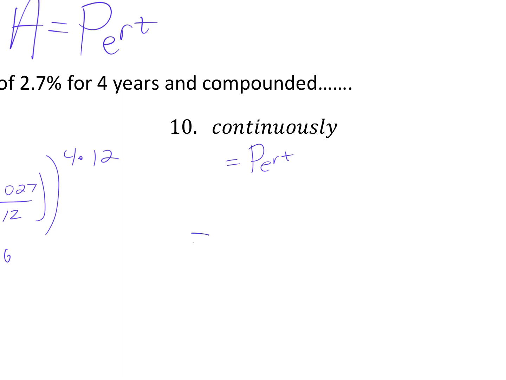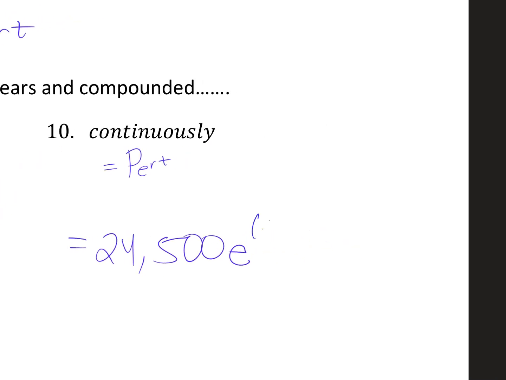So in continuous, we're going to have 24,500. E, and then you have to raise it to the 0.027 times 4. Some of your calculators require you to put this in parentheses. Some of them, it just moves it to the exponent for you, and then you don't have to worry about it. But just know your calculator. Tomorrow, if you come in and you don't have one, you cannot borrow someone else's once they're done. You have to have your own calculator.